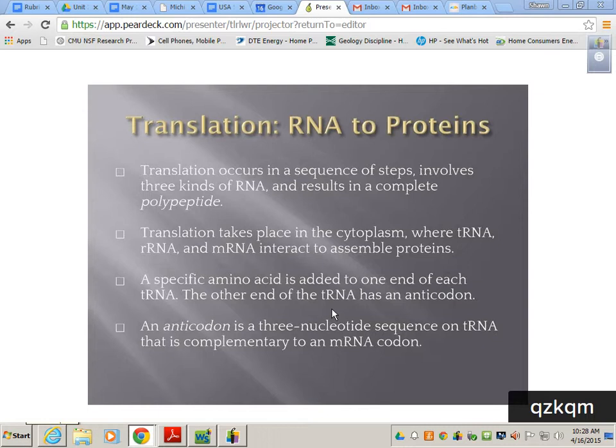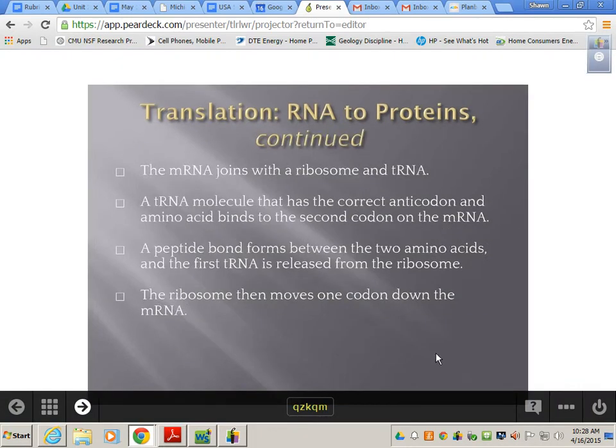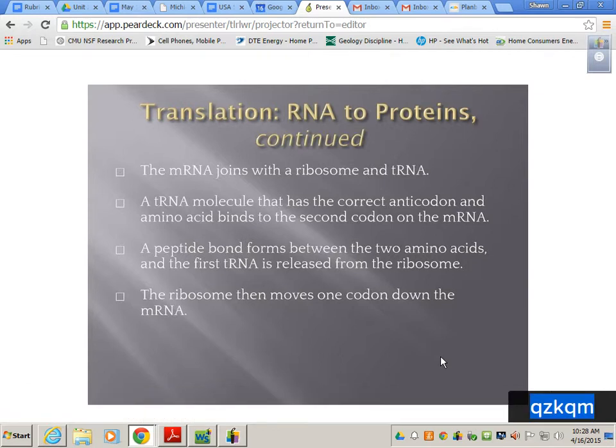How do I remember that? Before mRNA leaves the nucleus, DNA says, hey, put your codon, right? Yeah, okay. So the mRNA joins with a ribosome and tRNA. A tRNA molecule that has the correct anticodon and amino acid binds to the second codon in the mRNA strand.